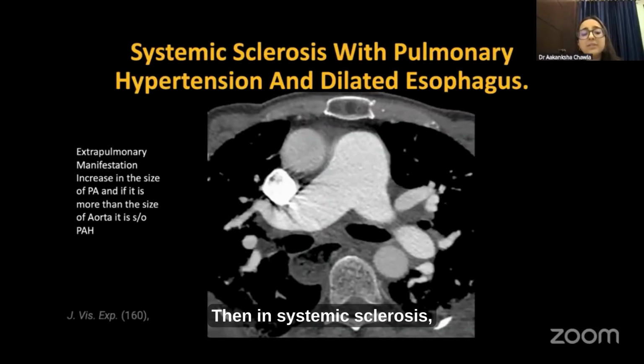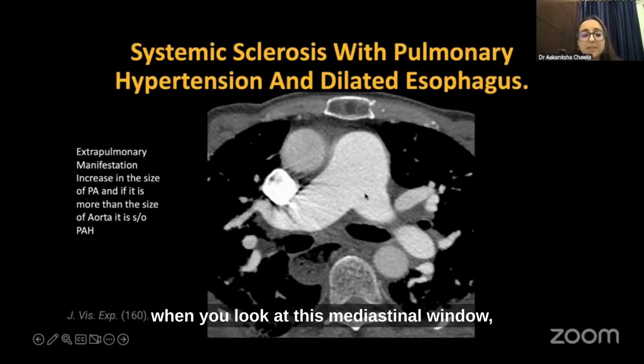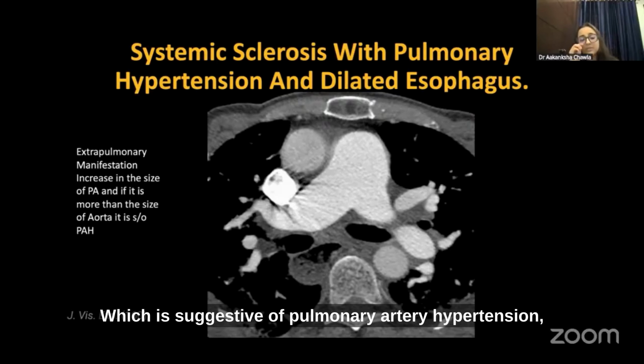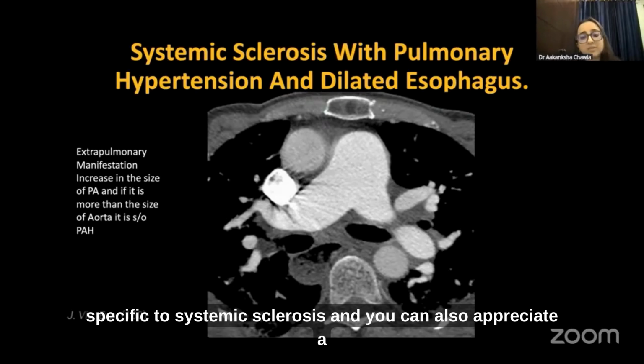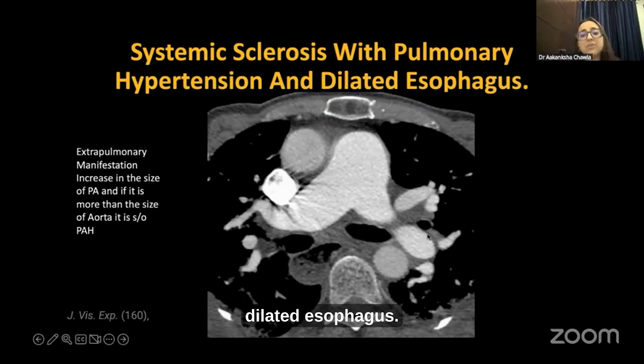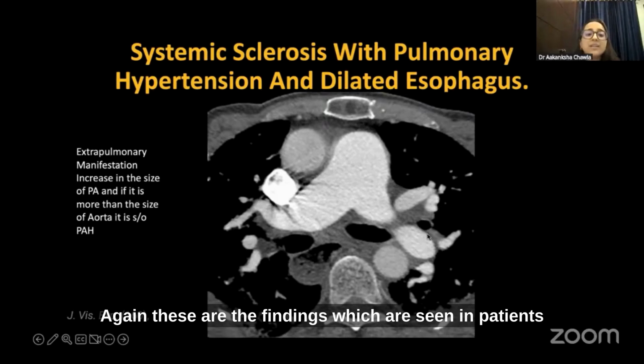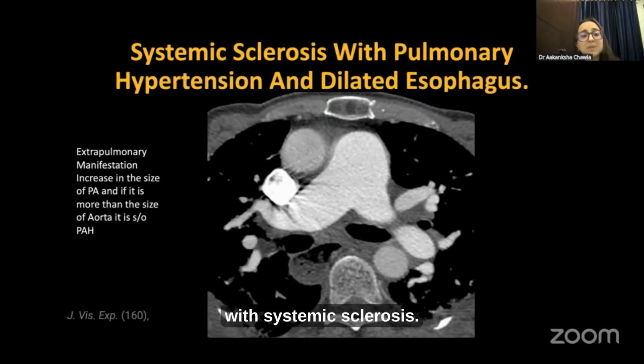Then in systemic sclerosis, there is an extrapulmonary manifestation. Like you see in this axial cut, when you look at this mediastinal window, there is increase in the size of the pulmonary artery more than the aorta, which is suggestive of pulmonary artery hypertension, which is an extrapulmonary manifestation, very specific to systemic sclerosis. And you can also appreciate a dilated esophagus. Again, these are the findings which are seen in patients with systemic sclerosis.